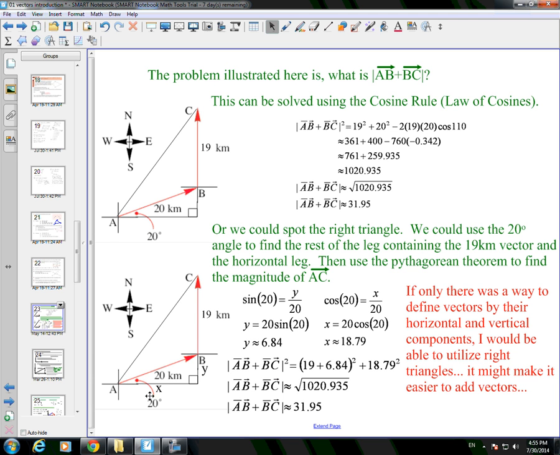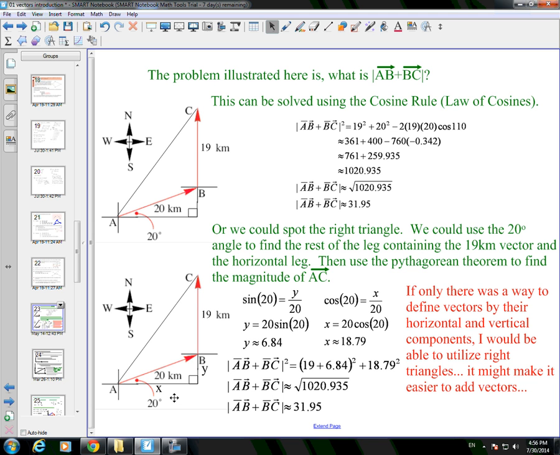So, given the 20-degree angle and the 20-kilometer hypotenuse, if we just use the sine to find the length of Y, add that to 19, we have one leg of the right triangle, and we use the cosine to find the length of x. That will be the other leg of that triangle. And the Pythagorean theorem, a little bit easier to use, gives us the exact same result.